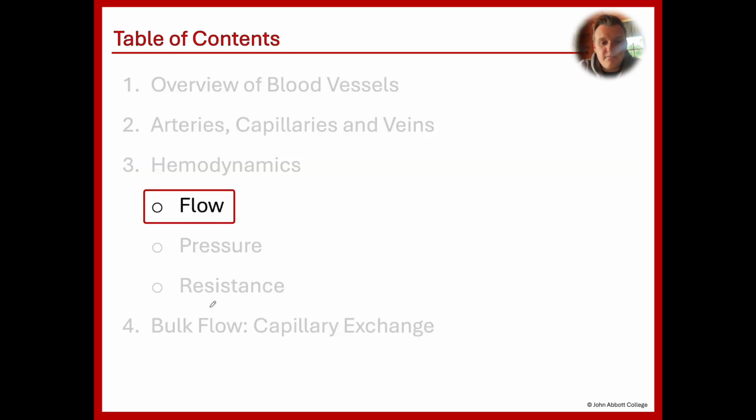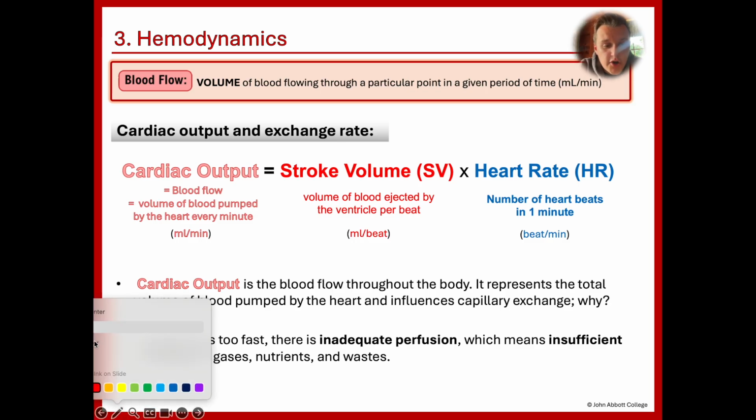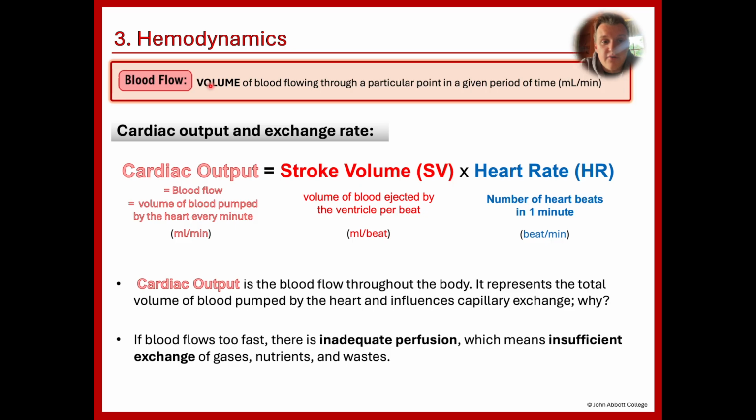Okay. Good. So we're going to go through each of these hemodynamic measures one by one. So flow, pressure, and then resistance. So blood flow, right? If I talk about blood flow, this is the volume of blood flowing through a particular point in a given period of time. So it's the milliliters per minute. How much blood per minute is flowing, right?